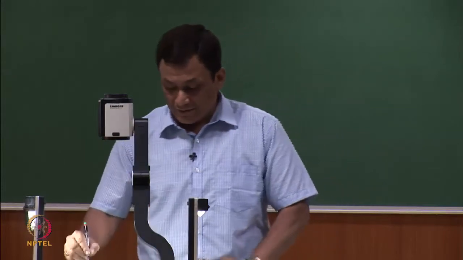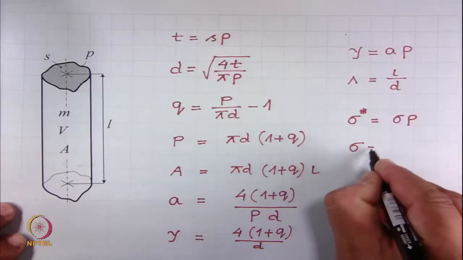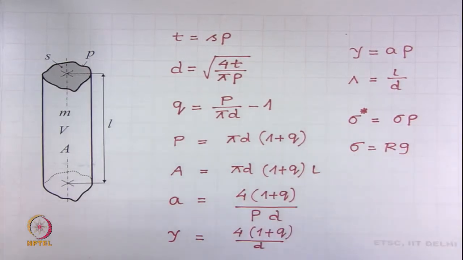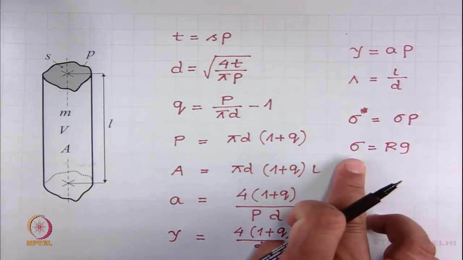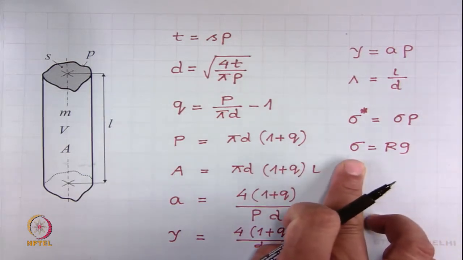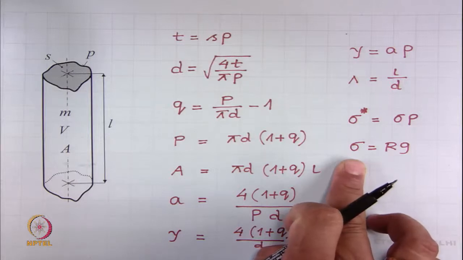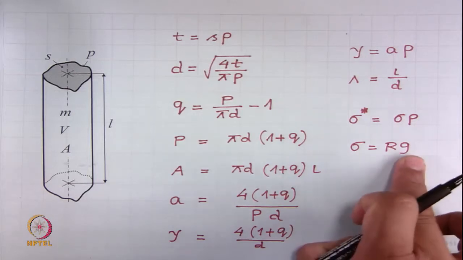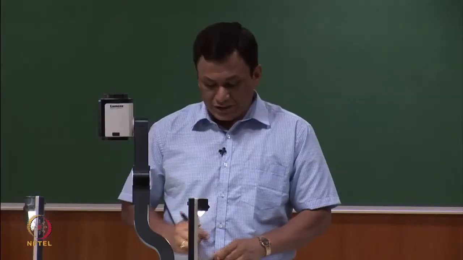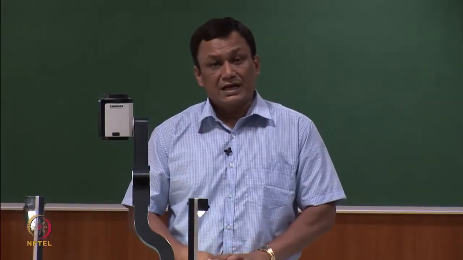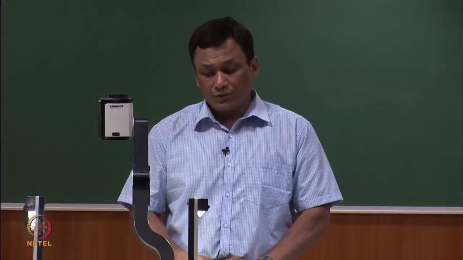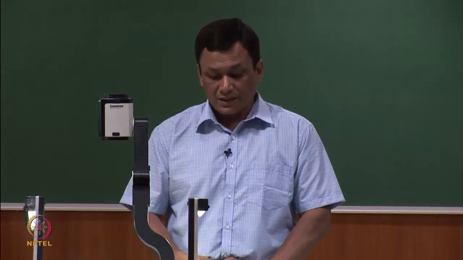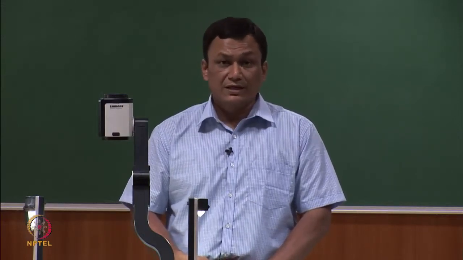One more relationship we have established: sigma is equal to R times G, where sigma is breaking stress, force per unit fineness, R is the breaking length of the fiber, and G is acceleration due to gravity. So, all these relationships we have established in the last class. Today, we are going to use these relationships in order to solve a few numerical problems. Now, let us start with the first numerical problem.